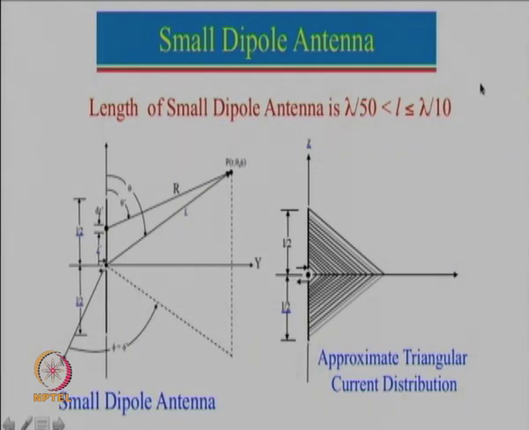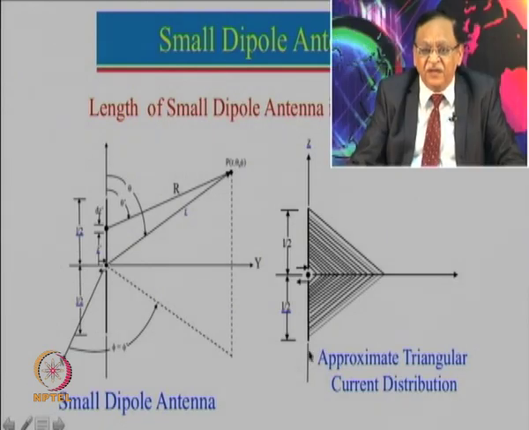If the length is increased further, for example, if the length becomes lambda by 2, the variation will not be triangular, but actually a perfect sinusoidal waveform like this. Why? If the length is lambda by 2, the current will satisfy the boundary condition of 0 at the ends, with a maximum value at the center. A sinusoidal waveform goes from 0 to a maximum, then to 0, and then repeats the cycle. So, this distance from here to here is lambda by 2, and from here to here it is lambda by 4.